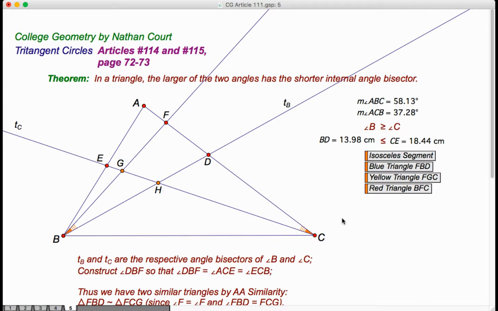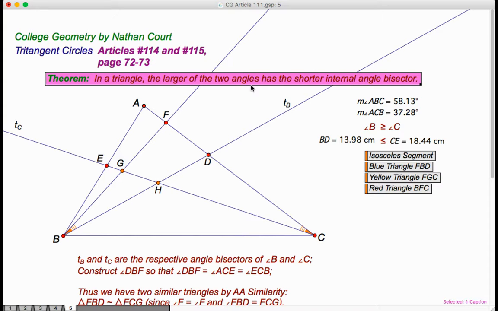Hello there. This time we're going to discuss articles 114 and 115 on pages 72 and 73 of our textbook, College Geometry. These articles focus on the properties of the bisector segment, or the angle bisector segment, that corresponds to two of the angles of the triangle. So, in a triangle, the larger of two angles has the shorter internal angle bisector.